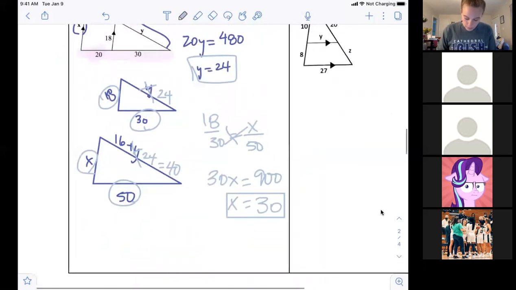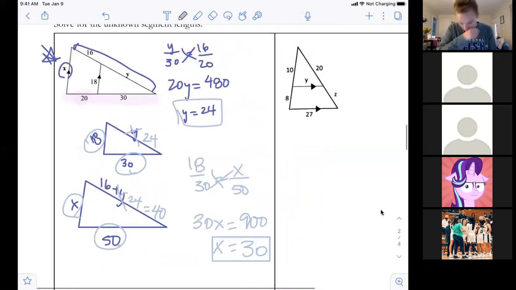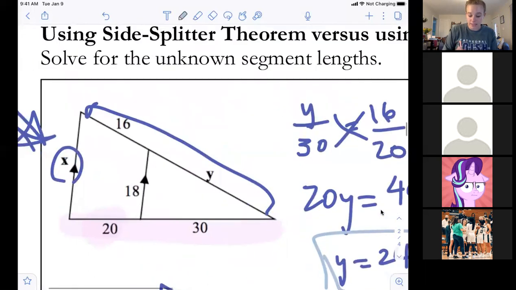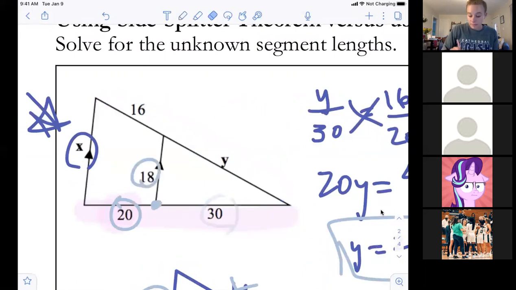Miss White, why can you not just do 18 times 2? Great question. So Maddie's thinking of mid-segment stuff. The reason we cannot do that is this is not a mid-segment because this is not a midpoint. If these two sides were the same, we could 100% do that, but these are not congruent. So this is not a midpoint, and that means 18 is not a mid-segment. I love that thought though.